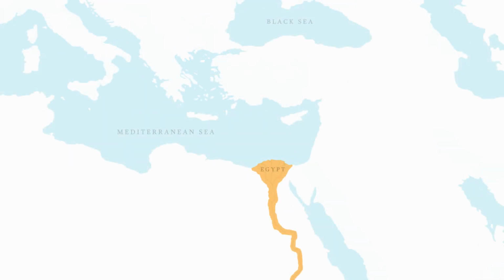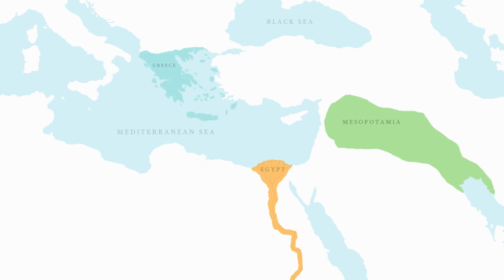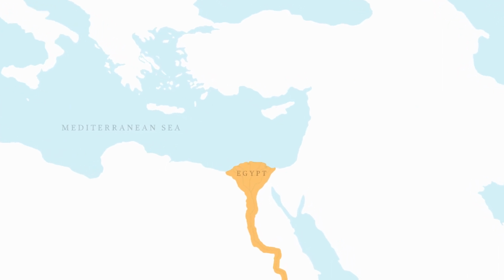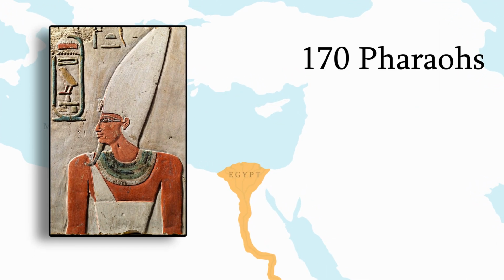However, when compared to other ancient societies like those in Mesopotamia or Bronze Age Greece, even Egypt's low points were remarkably stable. Over the country's entire history, about 170 pharaohs divided into 31 dynasties would rule.